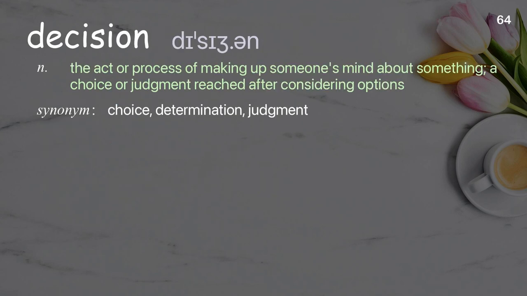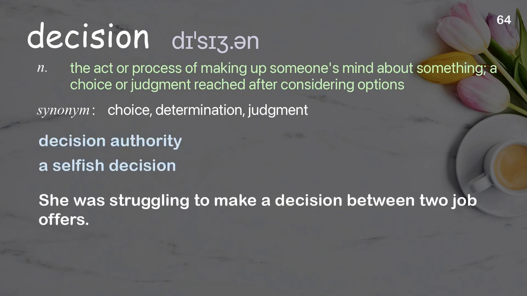Decision. The act or process of making up someone's mind about something, a choice or judgment reached after considering options. Examples: decision authority, a selfish decision. She was struggling to make a decision between two job offers.